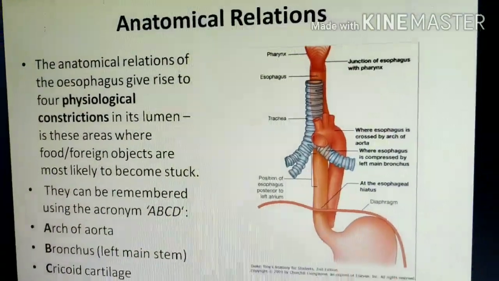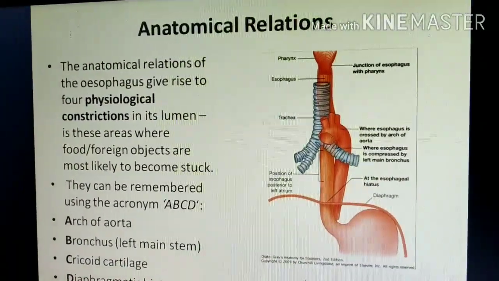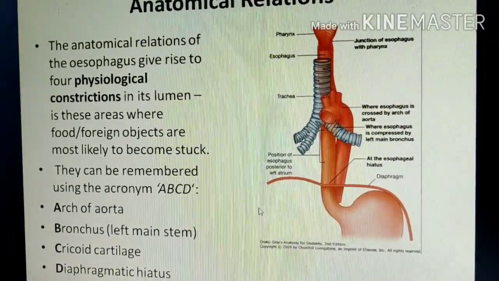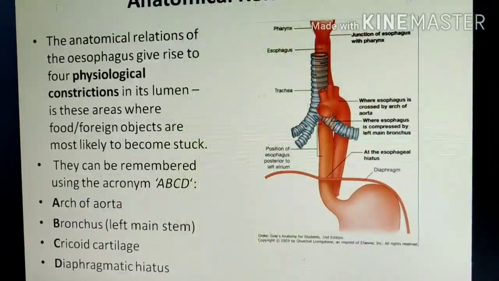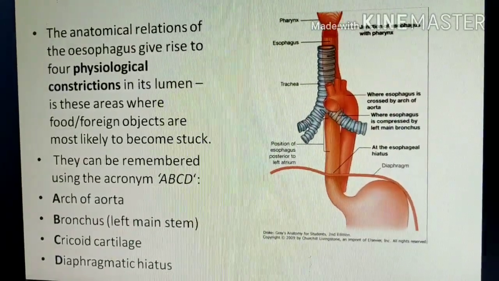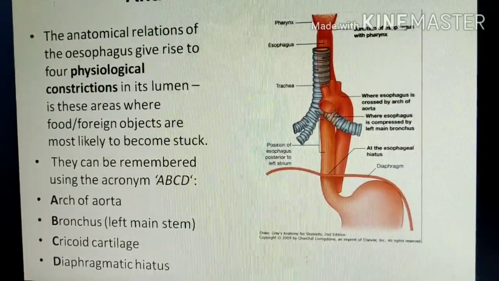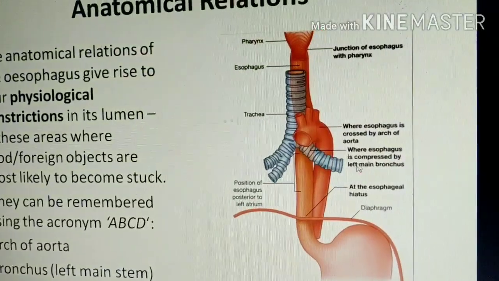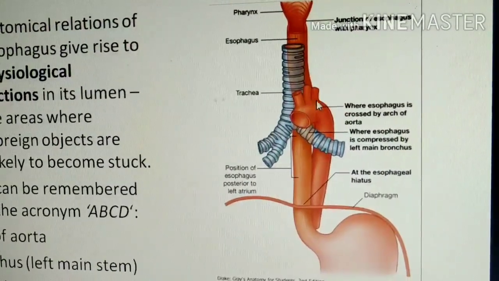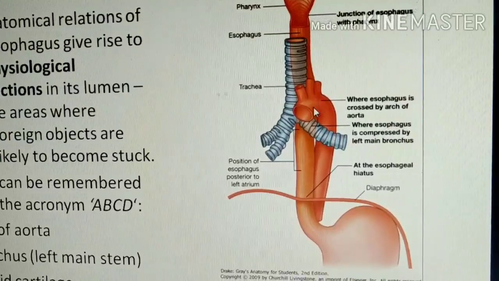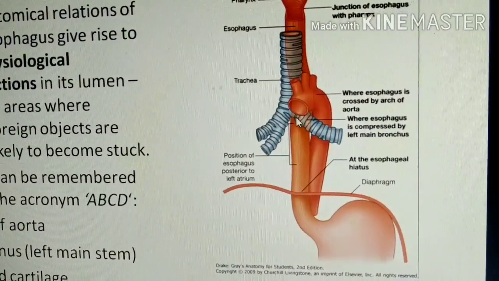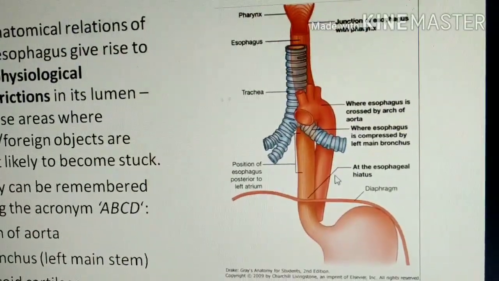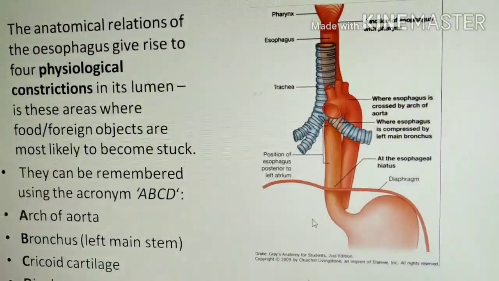Some important anatomical relations of the esophagus: these are regions where foreign objects or food are most likely to become stuck, and they can be remembered using the acronym ABCD. A for arch of aorta, one constriction, and B for left bronchus, another constriction, and C for cricoid cartilage, and fourth is the diaphragmatic hiatus.